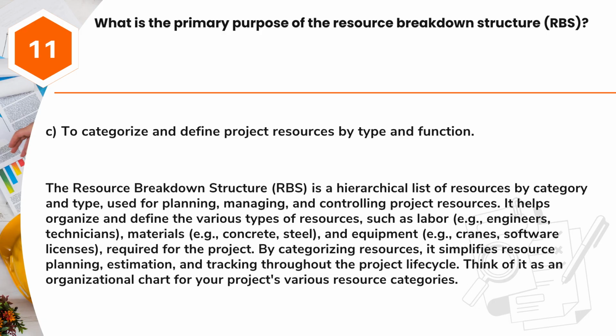Answer: C. To categorize and define project resources by type and function. The resource breakdown structure, RBS, is a hierarchical list of resources by category and type, used for planning, managing, and controlling project resources. It helps organize and define the various types of resources, such as labor, for example engineers, technicians, materials, for example concrete, steel, and equipment, for example cranes, software licenses, required for the project.